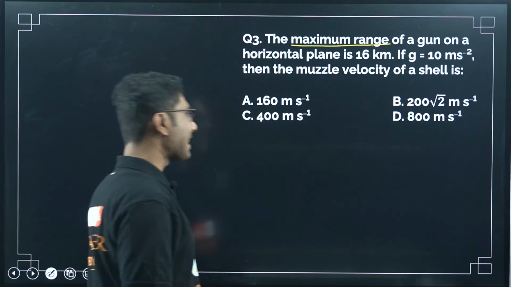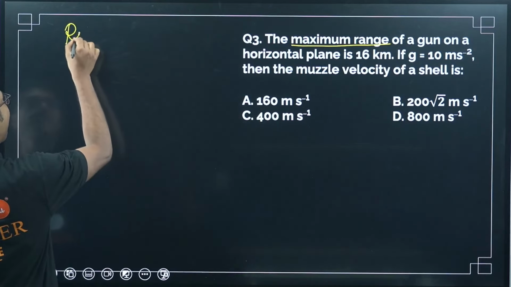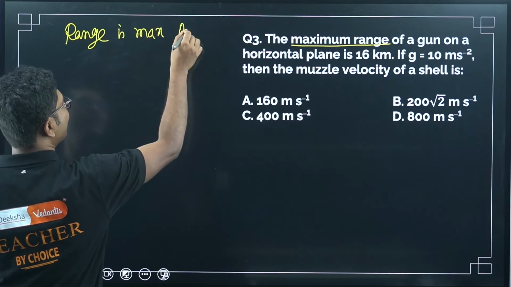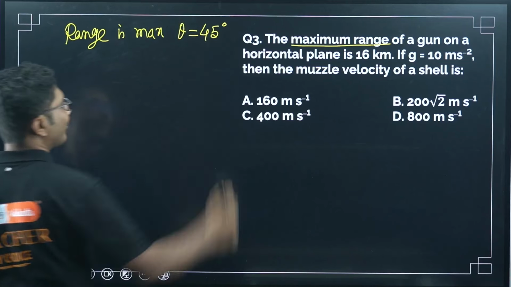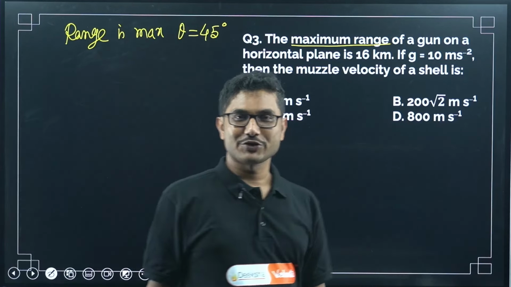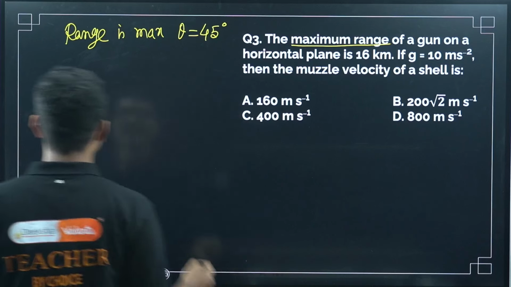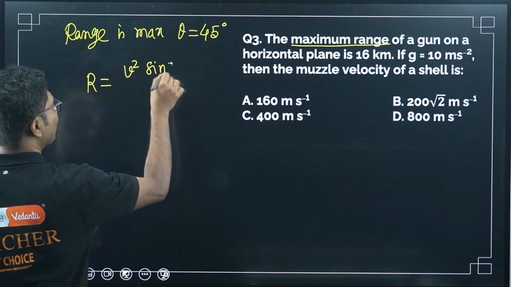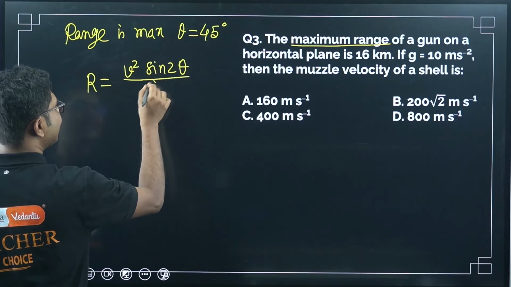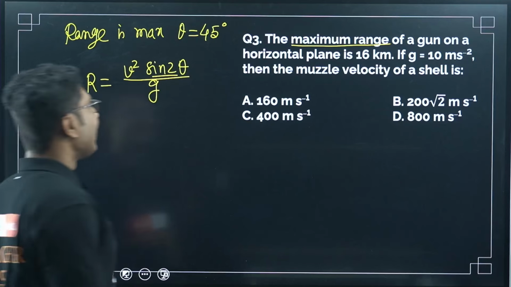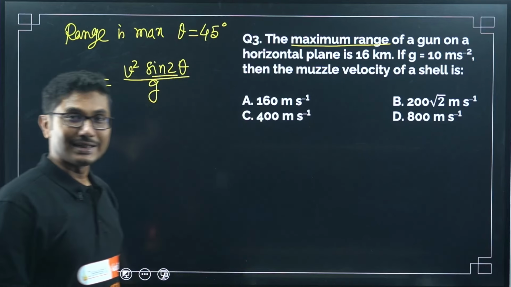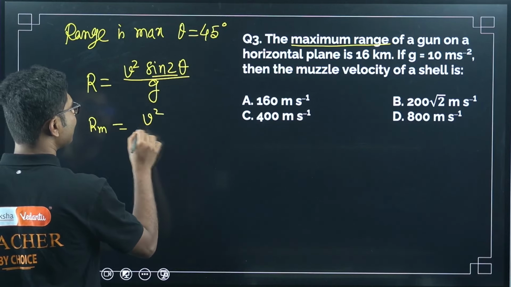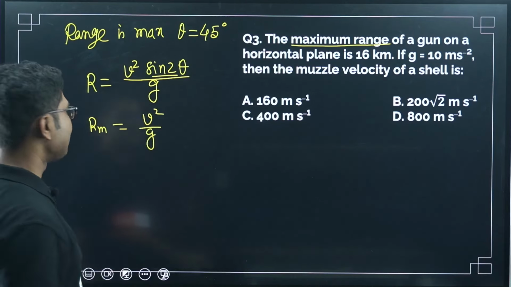So when is the range maximum? Range is maximum when angle of projection is 45 degrees. Okay, so range is maximum when angle of projection is 45 degrees. So we know that range is given by v square sine 2 theta by g. Now when theta is 45 degrees, then sine 2 theta becomes sine 90 degrees, so it is 1. So maximum range is always, you can write directly, v square by g.